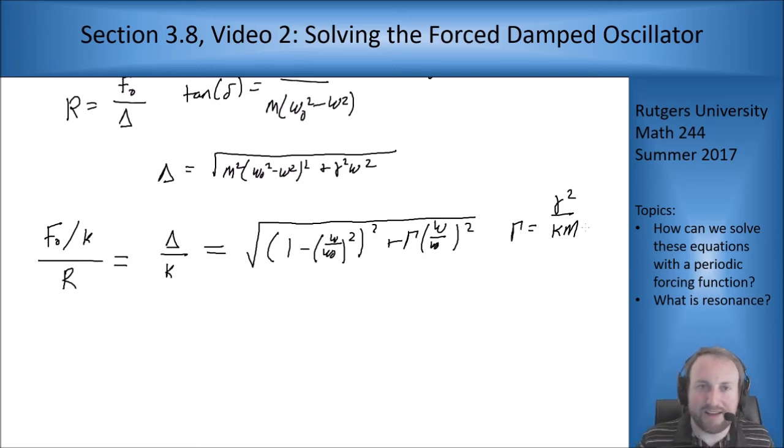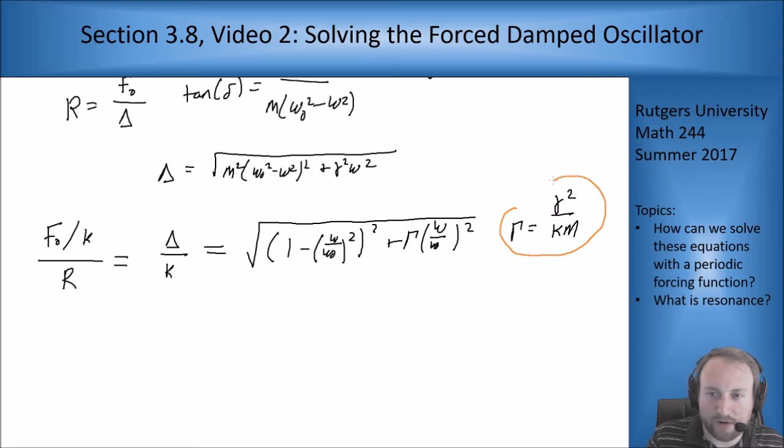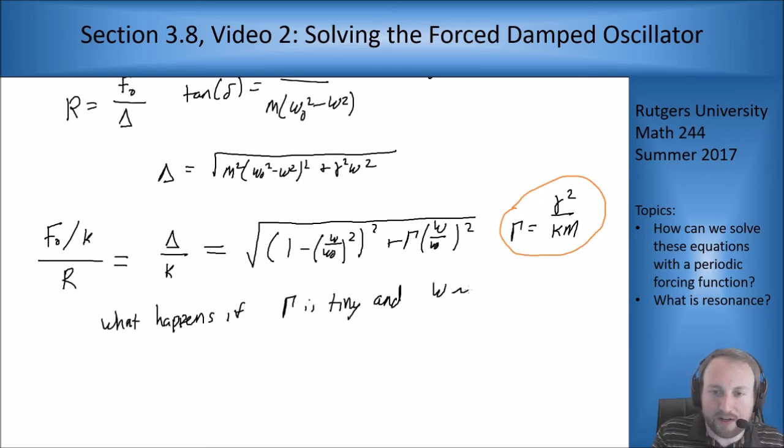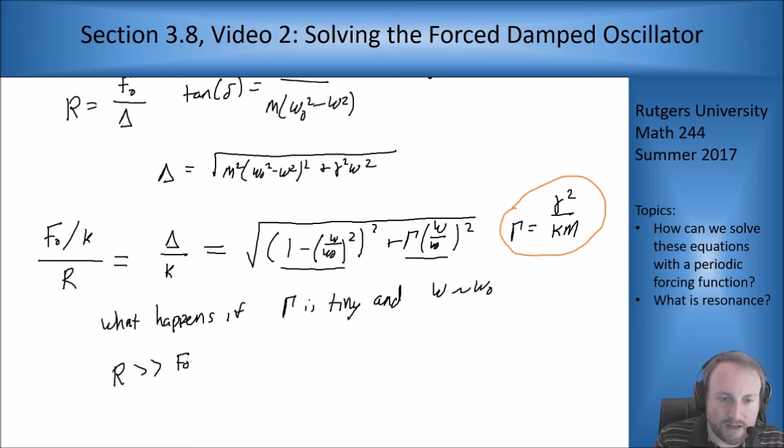Now, we see again over on the right here this capital gamma, this ratio gamma squared over km that I mentioned in one of the earlier videos. That was going to come back and be important, and this is why. If you look at this expression, what happens if gamma is tiny and omega is pretty close to omega 0? Well, then this first term is going to be small. This second term is going to be really small, which means the ratio is going to be really tiny, which means that r in this case is going to be much, much larger than f0 over k.